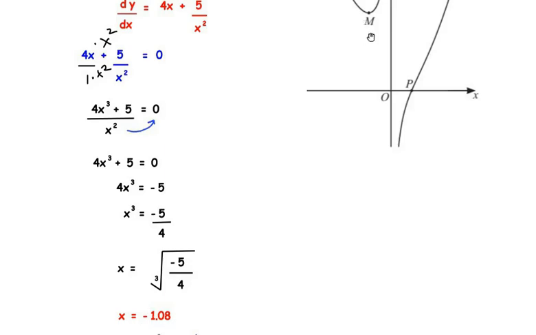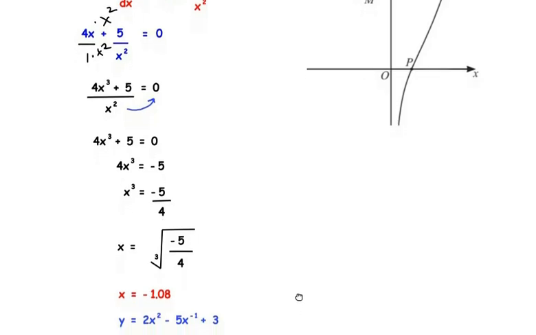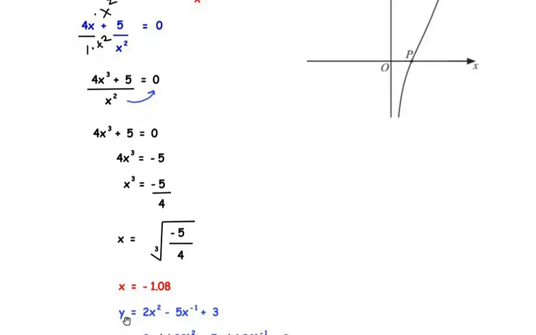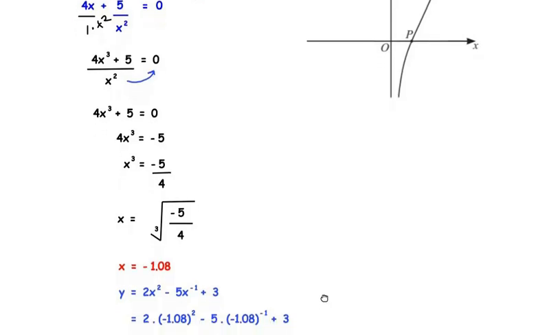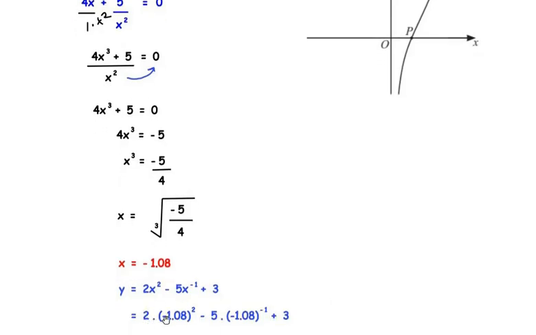Now we have got the x coordinate of M. We need to find the y coordinate. So let us consider the y equation which was given to us, that is y is equal to 2x squared minus 5x to the power of negative 1 plus 3. You can take the original equation as well where x was in the denominator. Now here we are going to just plug in the value of x in this equation. So we are going to get y is equal to 2 times negative 1.08 squared minus 5 times negative 1.08 to the power of negative 1 plus 3. So let us see what value this gives us.